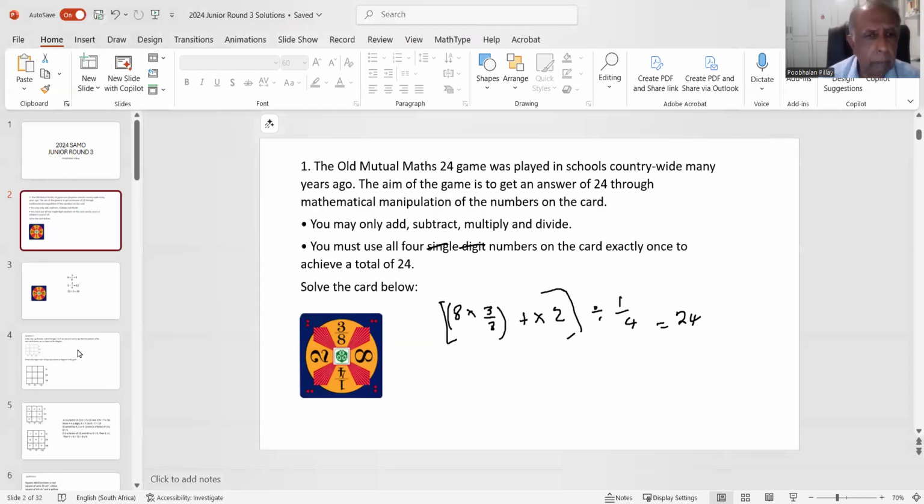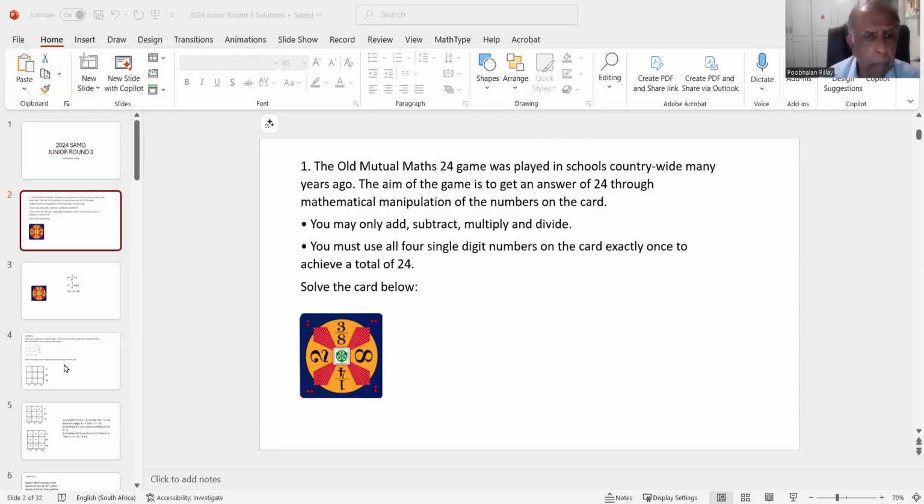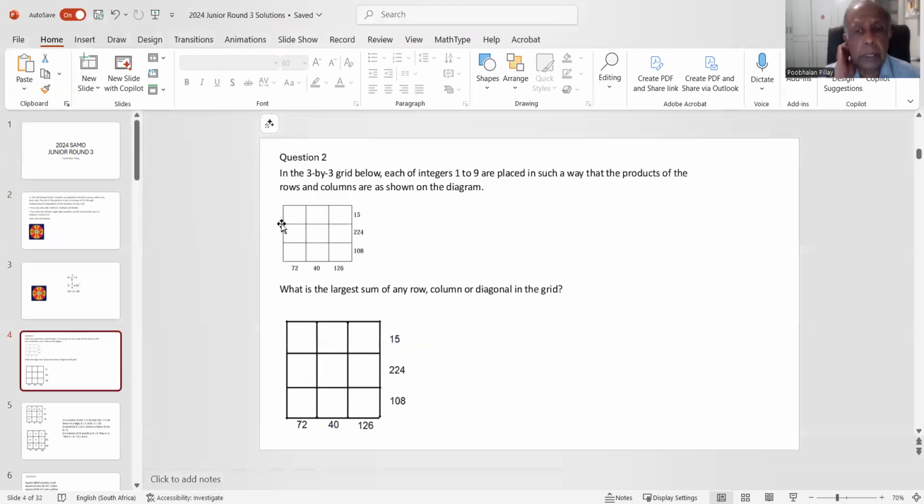All right, so this is question 2. In the 3 by 3 grid below, each of the integers 1 to 9 are placed in such a way that the products of the rows and columns are as shown on the diagram. So you're going to place the numbers 1 to 9 here. So the product of these 3 numbers is 15, those 3 is 224, and so on. So when we multiply these 3 numbers, you are going to get the numbers which are on the side.